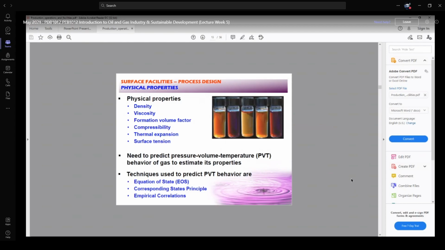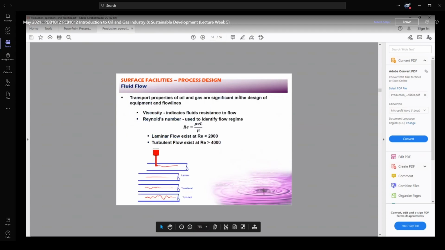So these properties actually need to be predicted based on the pressure, volume, temperature analysis, our behavior of the gas, to estimate its properties, how it's going to behave when the pressure, temperature, and volume change, and what will be the effect on the volume. So the techniques normally used to predict this PVT behavior of the fluid are the equation of state, corresponding states principle, and empirical correlations.